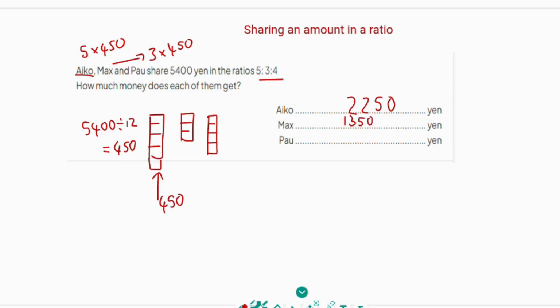For Pow, 4 times 450, 1,800. And we could do a step to double check here. If we add up all of those amounts, we should get 5,400. Correct.